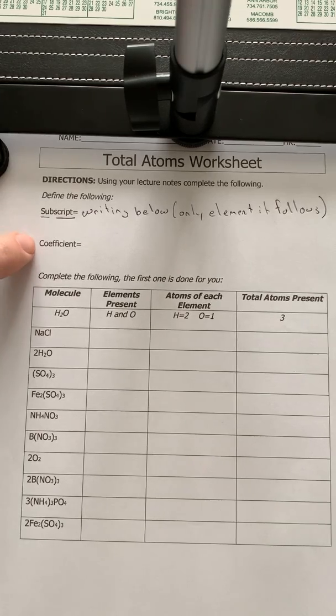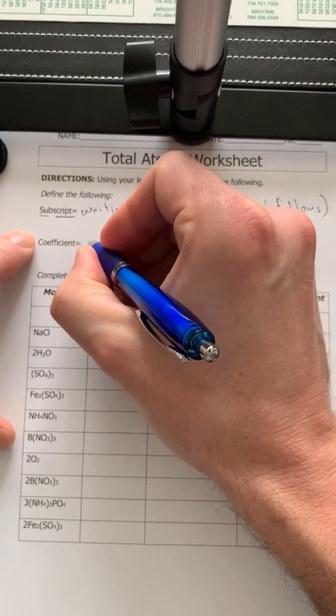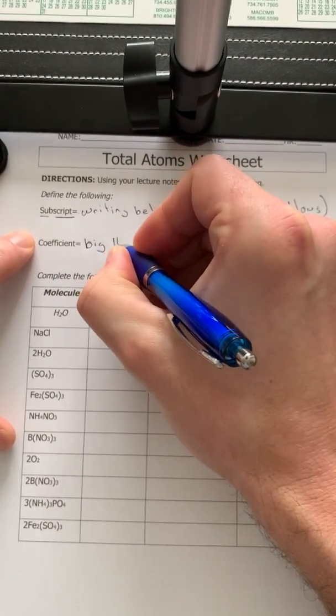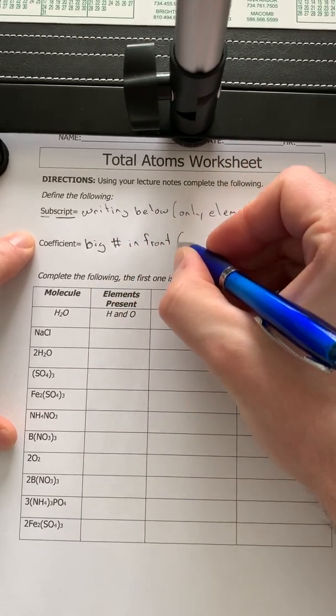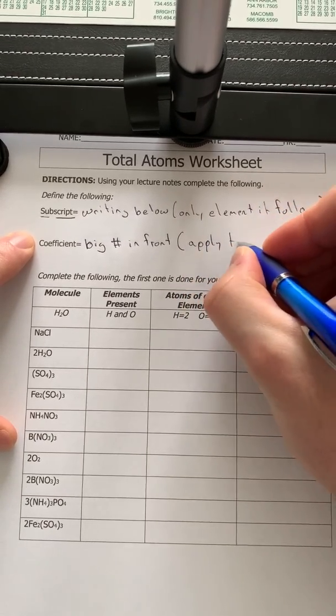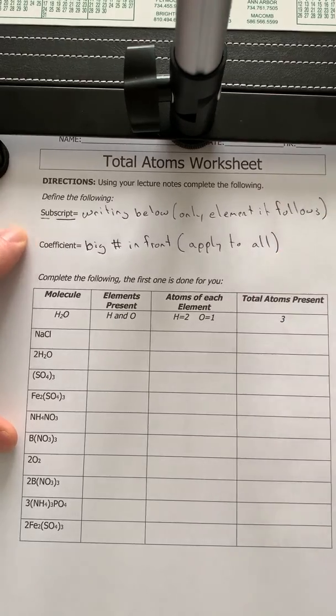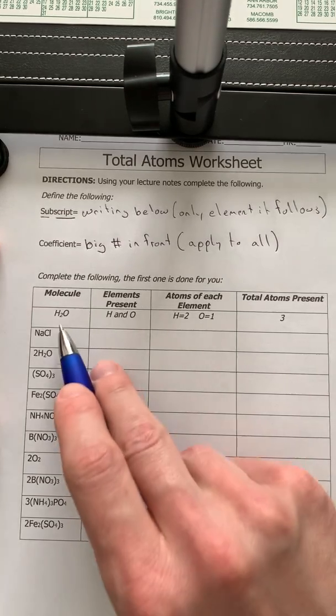So here we've got coefficient. And I'm not telling you that this is the greatest definition in the world for coefficient, but this will get you through what we need to in chem. So for coefficient, I'm going to put big number in front. And then in parentheses here, I'm going to put apply to all. So that means that if you see a coefficient, it's got to be carried through for everything.